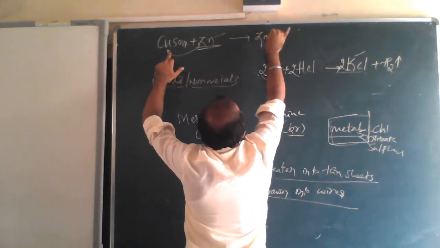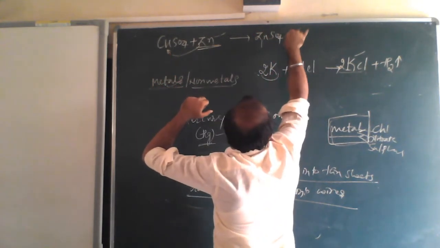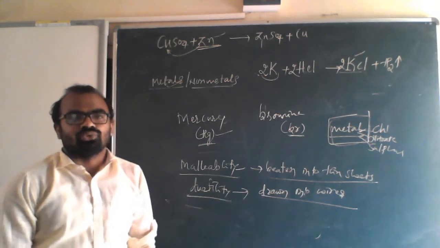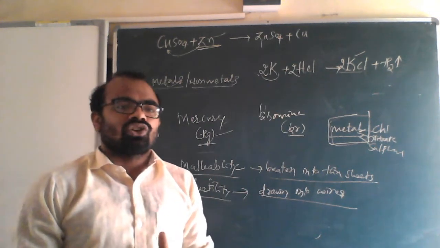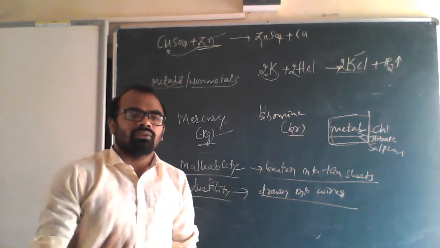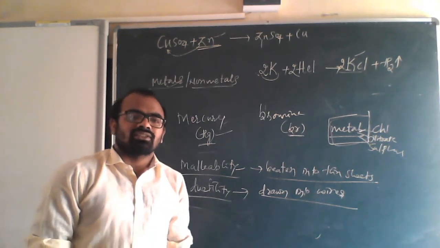Zinc displaces copper from its sulfate. So it becomes zinc sulfate plus Cu. Zinc displaces copper from its aqueous solution, that is copper sulfate, so it becomes zinc sulfate. Like this it comes.